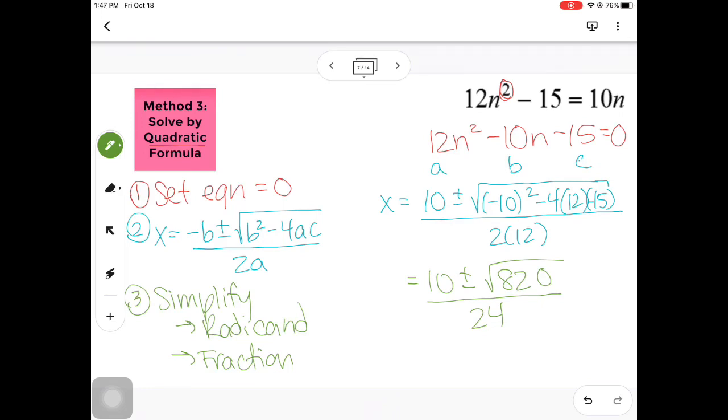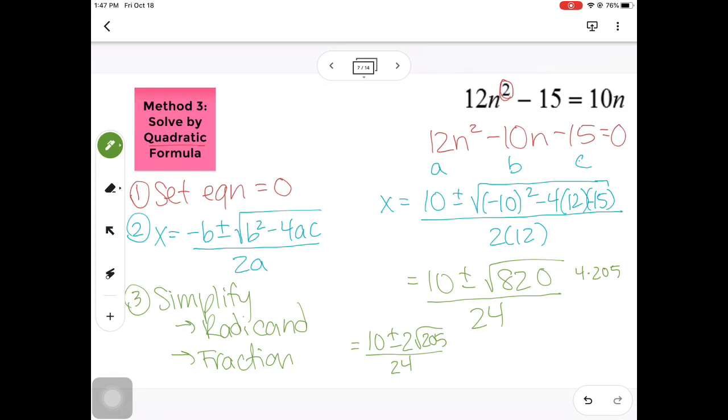And then you do need to go ahead and simplify that radical. You need to find the largest perfect square that goes into 820 that you can pull out. So take a second and do that. The largest one that does go in is 4 times 205. So when I simplify that, I'm going to have 10 plus or minus 2 root 205 all over 24.